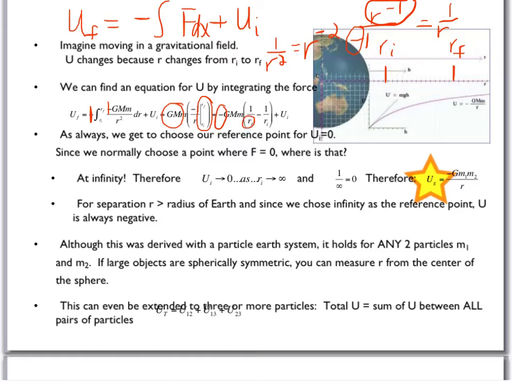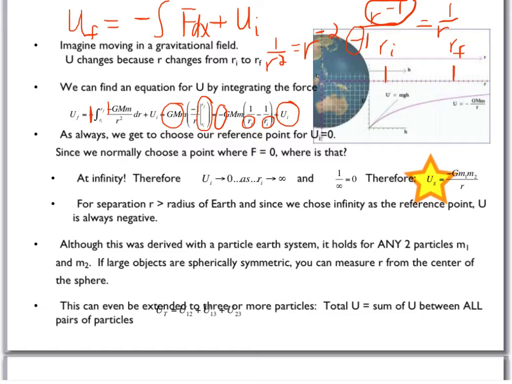We can plug in the rf and the ri and subtract those two using the fundamental theorem of calculus, and we get a function that looks like this: GMm over ri. But again, we need to define our reference point for where U sub i is going to be equal to 0, because we do tack on that initial potential energy.